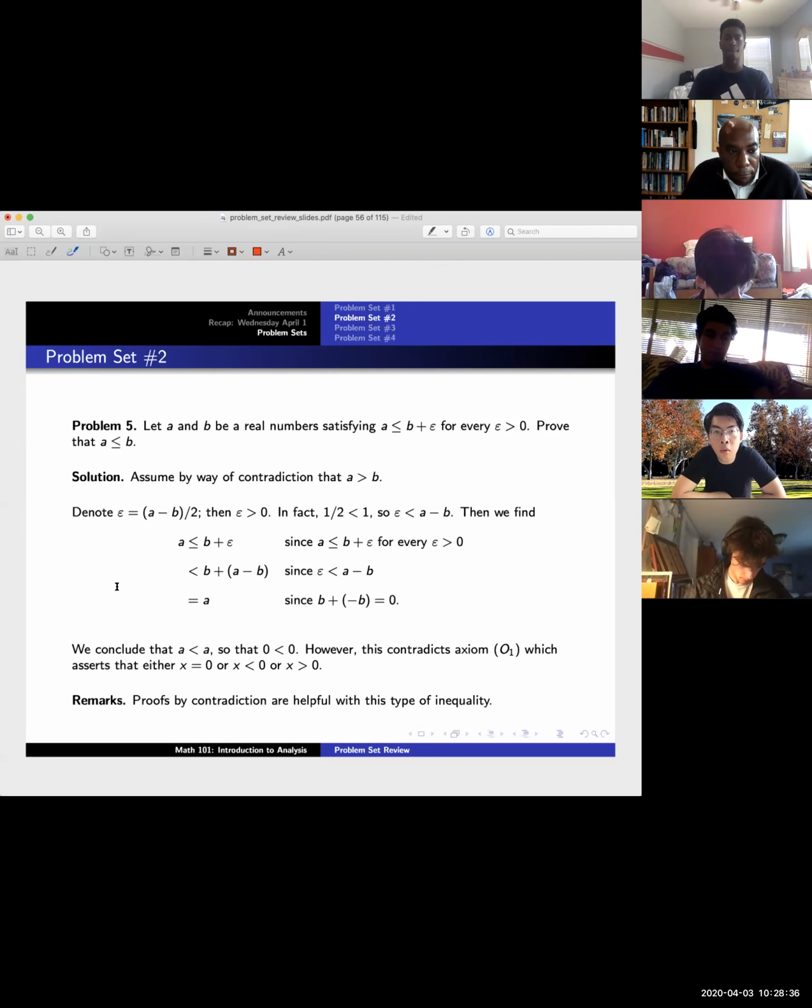Mainly I wanted to emphasize here that this type of proof we can use over and over and over again. So it's not so crucial that A be less than or equal to B plus epsilon. You can really say let A be less than B plus epsilon, and the same type of proof is going to work. But again, we basically did this proof in class. Okay, so any questions here on problem 5?